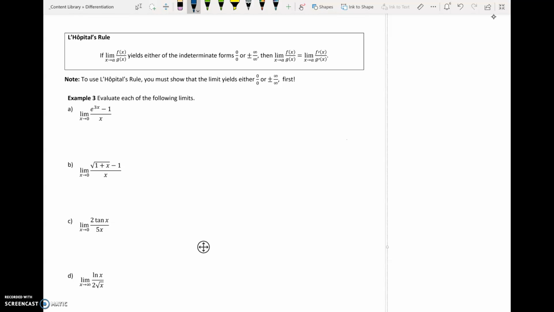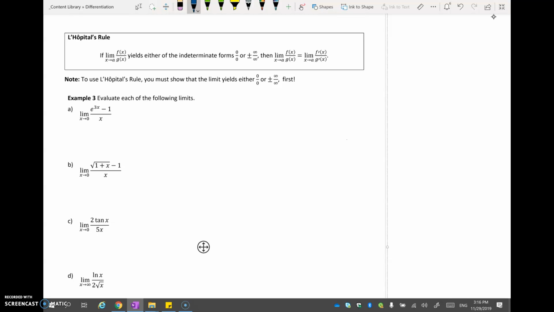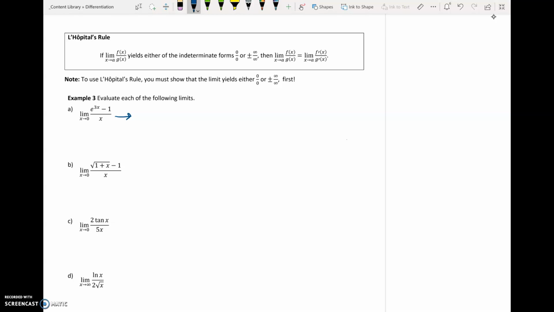So let's take a look at this first example. The first thing we're going to do is show that it's tending towards 0 over 0 or infinity over infinity. And I'm going to use arrows to do this. I don't want to say it's equal to 0 over 0, because we can't say it's equal to an indeterminate form, but we can say it's tending towards it. So if I were to evaluate this, or try to, then we would get e to the 3 times 0 minus 1 over 0, and this would tend towards 0 over 0 overall. So I've shown that our limit is tending towards 0 over 0, so we can use L'Hopital's rule now.